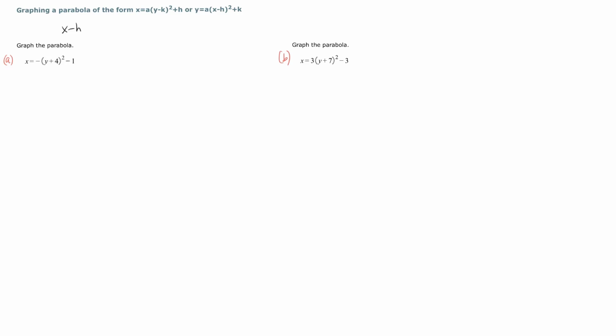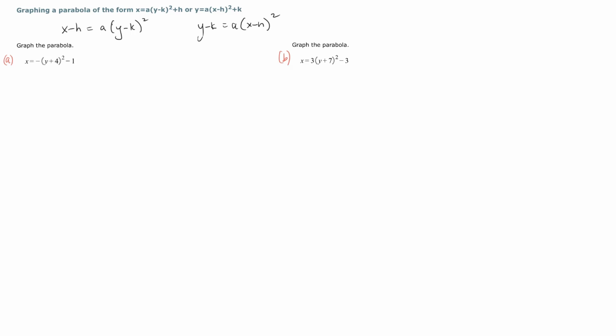X minus h is equal to a times the quantity, let's say y minus k squared. So you could write a parabola like that. Another one could be what? Y minus k is equal to a times the quantity x minus h squared. Okay.